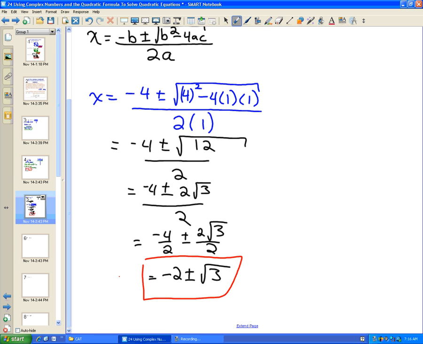That is what x is equal to, and I used the quadratic formula to get there. Since I have a quadratic equation in standard form, I can always use the quadratic formula. There's my answer. Let's try another example.